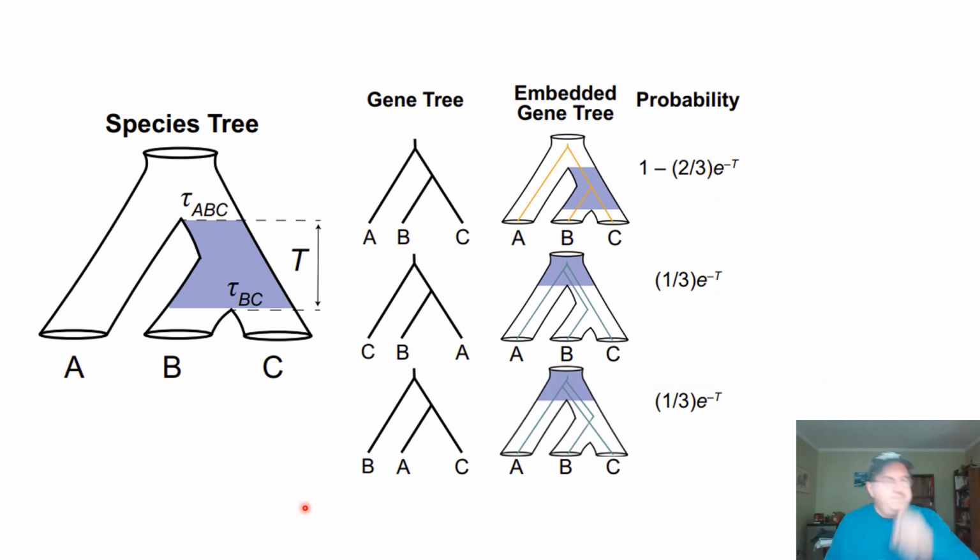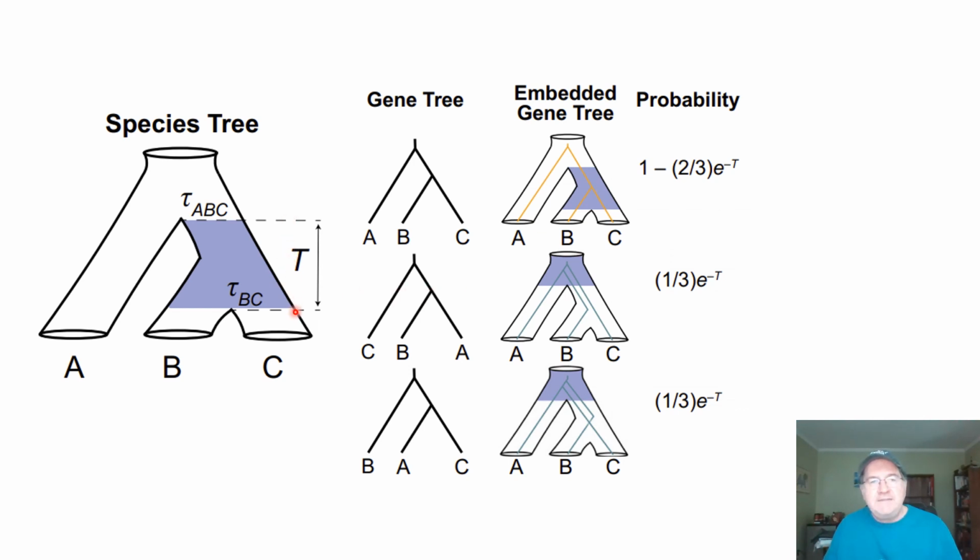So this is just showing you the same thing. If you want to pause this, these 2 are examples of incomplete lineage sorting where the gene tree and species tree are not compatible. This is the complete lineage sorting where the gene tree and species tree are compatible.